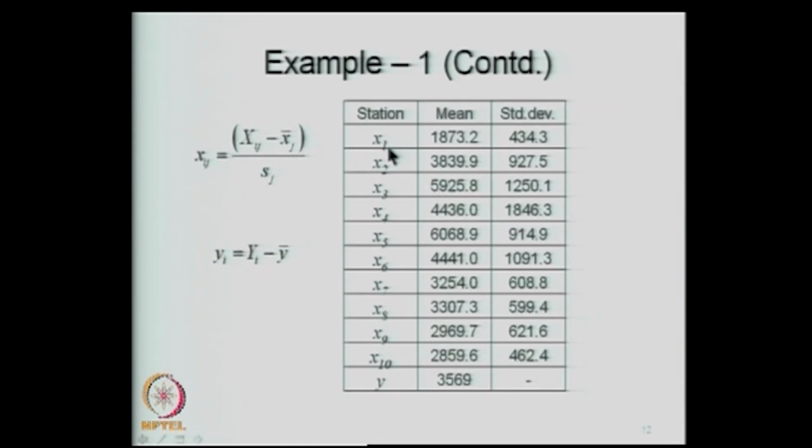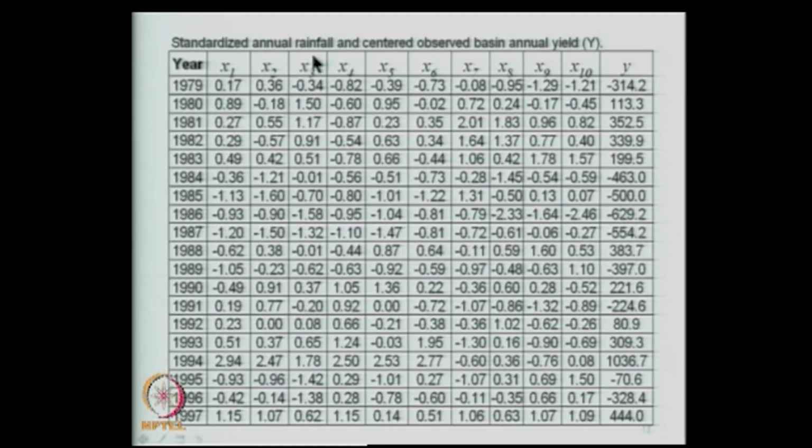j is the station. So, j goes from 1 to 10 here, and i is the year of observation. So, for the jth station you use x bar j and s j here, the standard deviation. Similarly, for y you use this mean 3569 as y bar, and you get the standardized annual rainfall and centered observed basin annual yield. So, this is centered values and these are standardized values. So, x 1 to x 10 you get the standardized values, and similarly these are the dependent variable centered values.